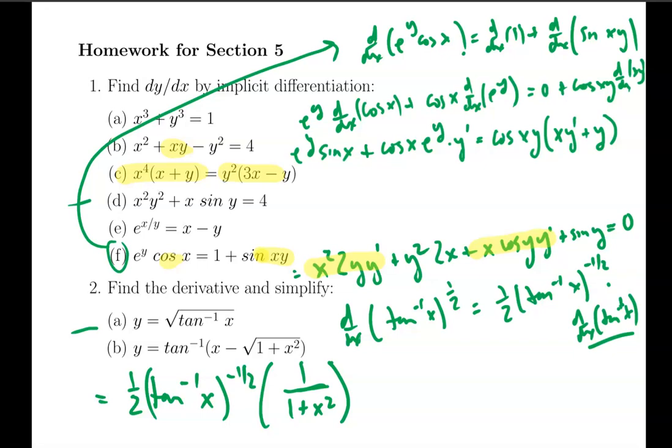Finally, I have to distribute this because one of these has a y prime and the other one doesn't. So it's e to the y sine x plus cosine x e to the y y prime is equal to cosine xy times x y prime plus cosine xy times y. So this and this will go on one side. And you'll factor out the y prime, and then the other two will go on the other side. So, I think that's enough help for the homework. Again, if we need more help, I'm still going to be available that Sunday and Monday, I think it was.